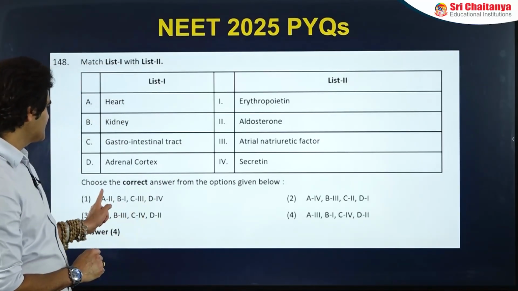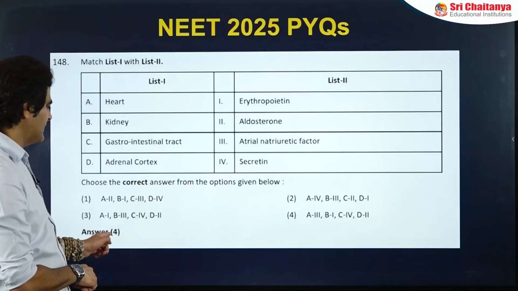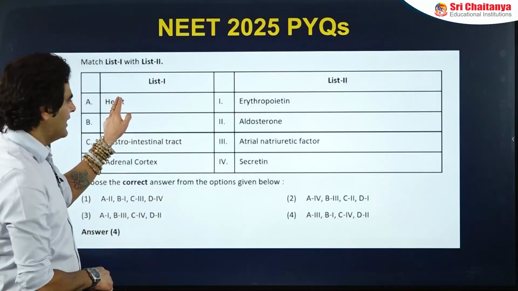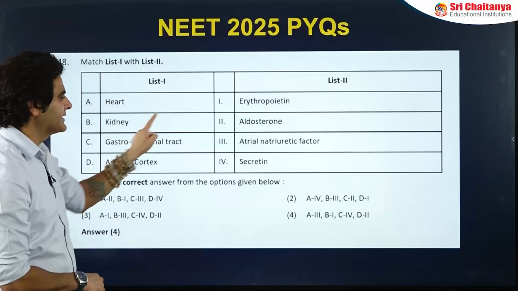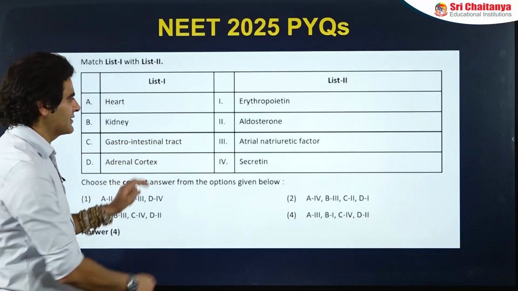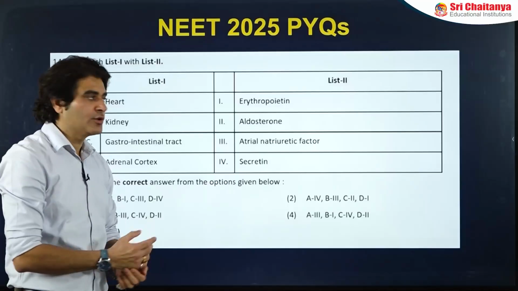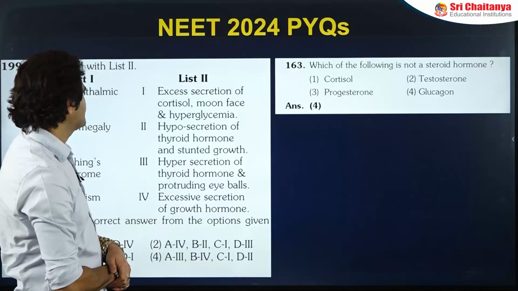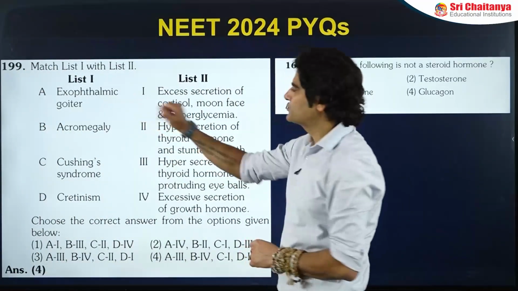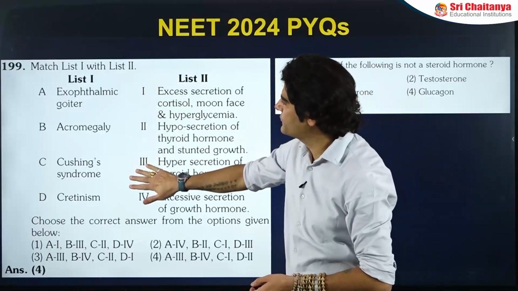So on that basis, choose the correct answer from the options given below. Answer will be 4th here. Heart, atrial natriuretic factor; kidneys, erythropoietin; gastrointestinal tract, secretin; adrenal cortex, aldosterone. Going forward to NEET 2024 questions now. Here in the NEET 2024 questions, there is another matching type of question again.